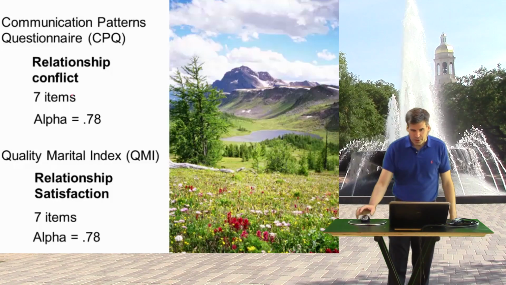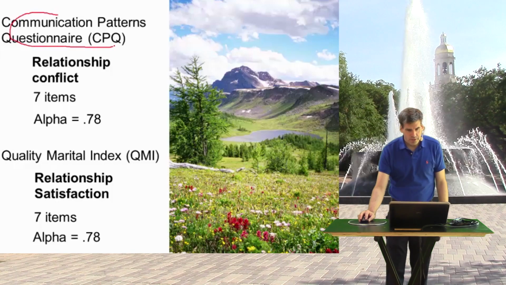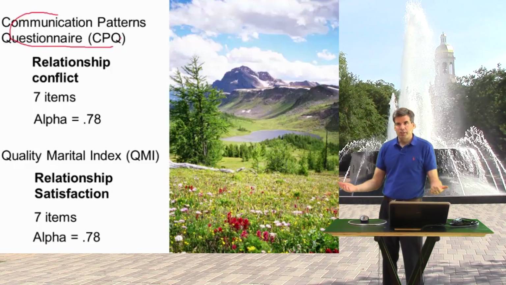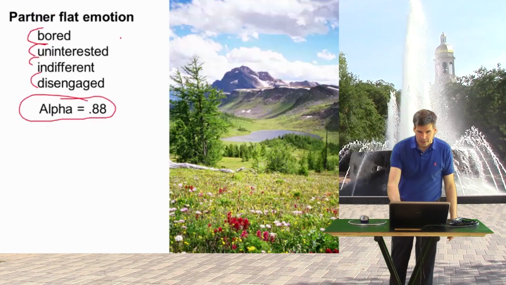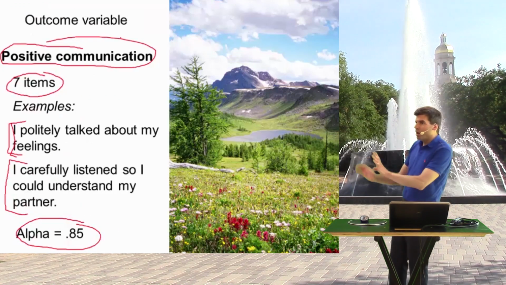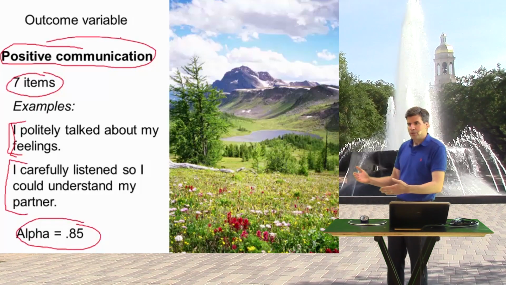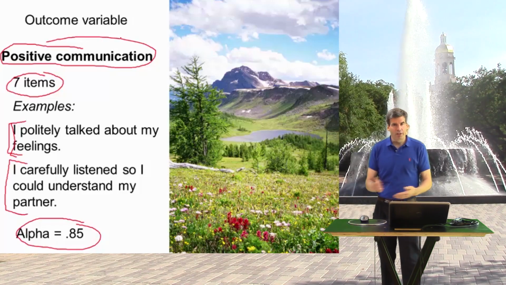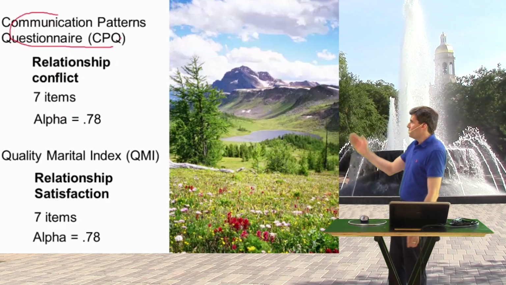So I have two questionnaires here. One is called the Communication Patterns Questionnaire, which measures, in general, to what extent you would say you use negative communication in your relationship. In our previous questions, we measured partner soft emotion, hard emotion, and positive communication. All of these variables are event specific. These are questions about their emotion and communication in a particular conflict that they identify that occurred within the last 2 weeks.